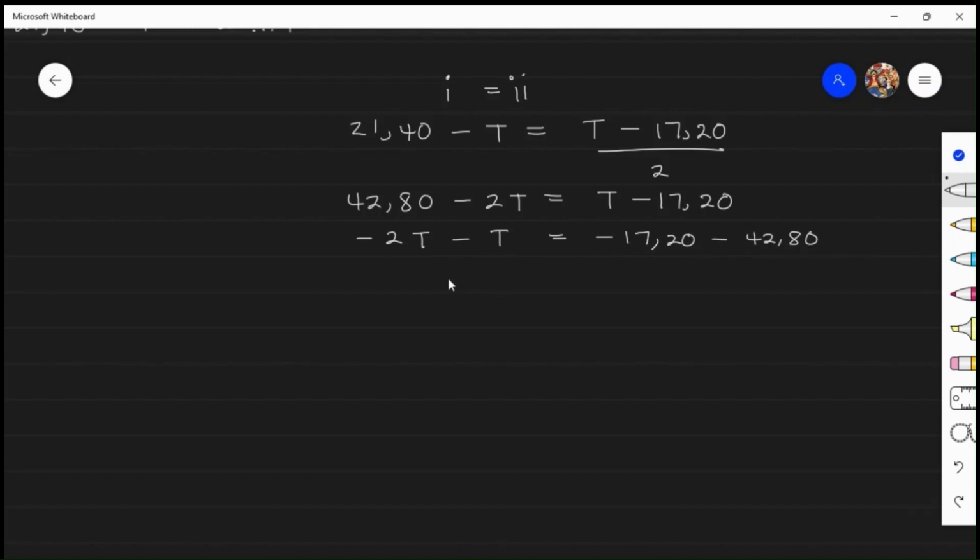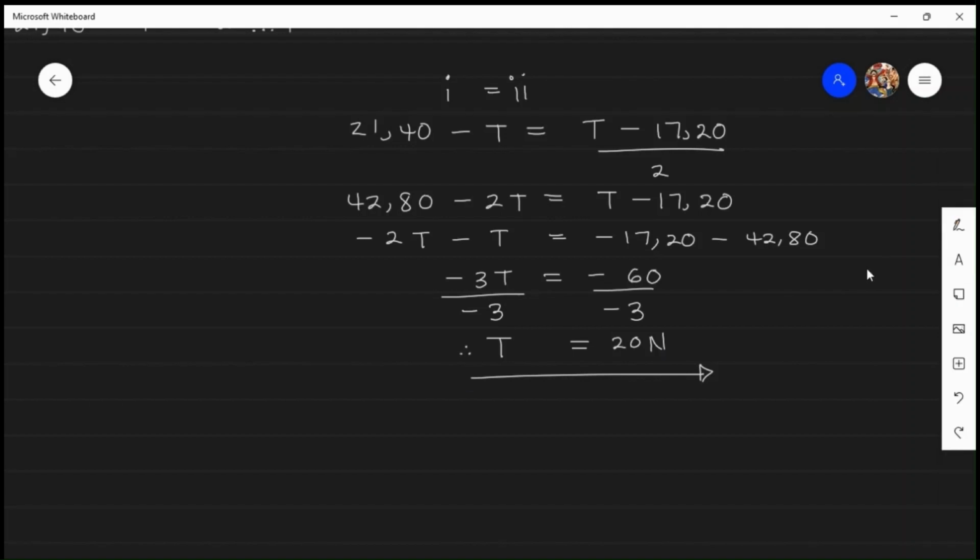I can then add up. So that's going to be negative 3t is equal to negative 60. From here, I can divide by negative 3 on both sides, and that is then going to give me a value of T, which is my tension, as 20 newtons. Keep in mind that tension is a force, therefore it's measured in newtons.